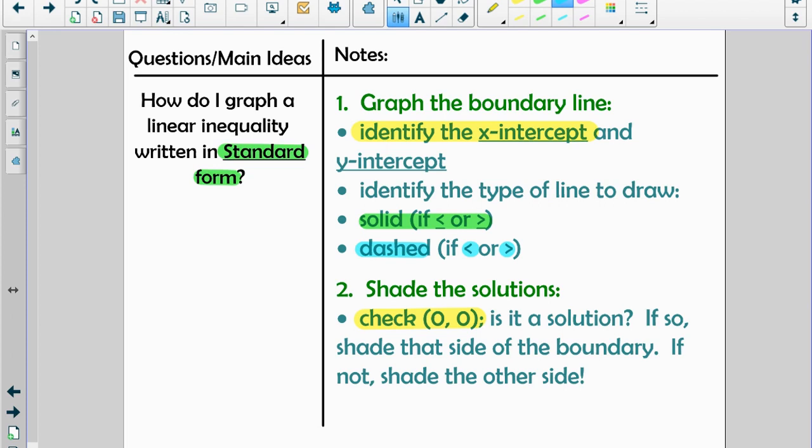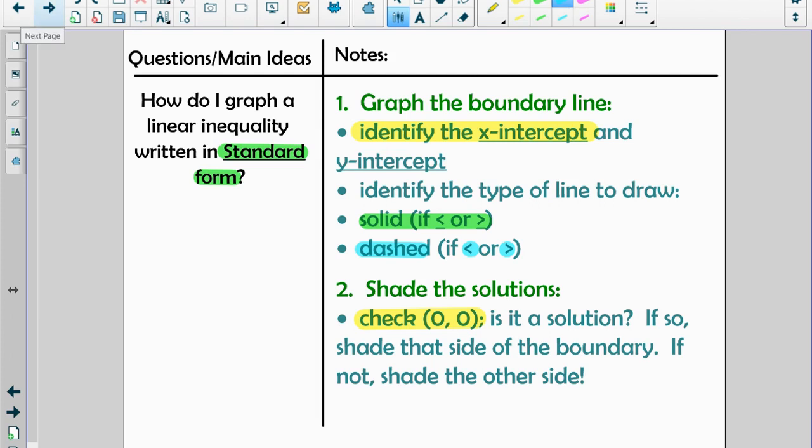If when you plug (0, 0) into the inequality, that ordered pair is a solution, we shade whatever side of the boundary that point was. I can't say if it's above or below, but it's on that side of the boundary line. That's where all the solutions are if (0, 0) happens to be a solution. However, if (0, 0) is not a solution, your test point is not a solution, you shade the opposite side of the boundary line because that's where all the solutions are. They're either on one side or the other of the boundary line.